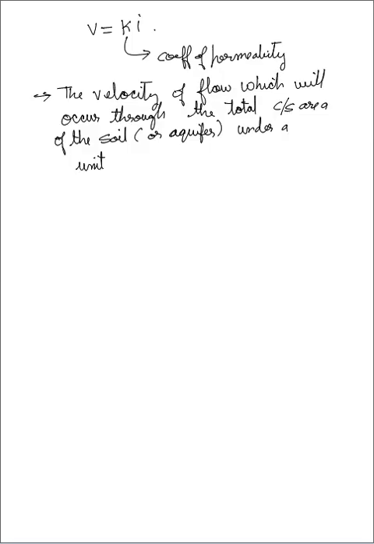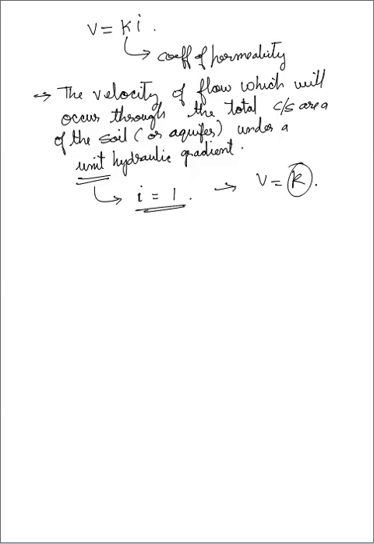Unit hydraulic gradient means when the value of hydraulic gradient becomes unit, means 1. So the value of i becomes 1. At that point V is equal to K. Velocity will become equal to permeability. So we can write this equation V is equal to Ki, or we have seen Q is equal to KiA. That formula also we have seen.